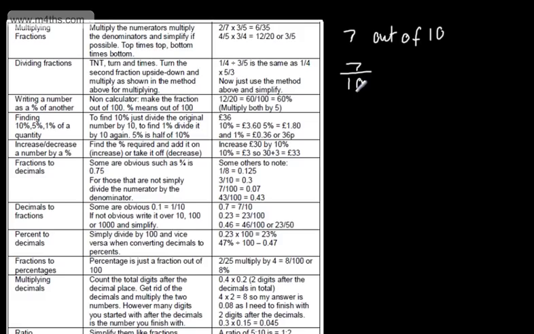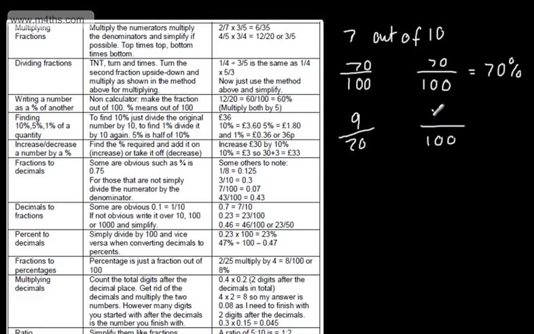So what would I have to do to turn the denominator of this fraction into 100? The answer is multiply by 10. Therefore, I need to multiply the numerator by 10 as well. 70 out of 100 is 70%. So if we had, for example, 9 of 20, what do I need to do here? Well, I know that 20 goes into 100 5 times, so I need to multiply the numerator and denominator by 5. That's going to give me 45 over 100, which is 45%.